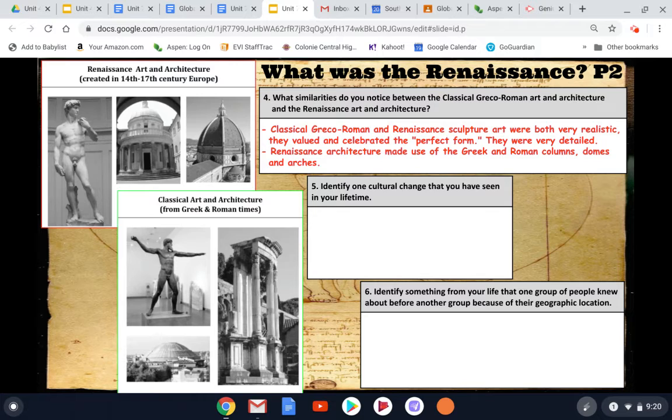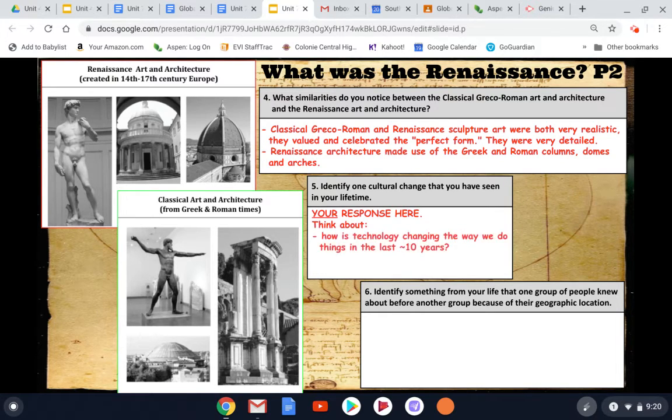All right, question 5. Identify one cultural change that you've seen in your lifetime. So the Renaissance is a rebirth. It's a cultural movement. So what I want you to think about here is what kinds of things have happened in the last 10 to 15 years, your lifetime, that you would consider a major cultural change. So consider this. Remember, this is for your response only. This is not something I want you to copy and paste into your packet, because it is not an answer. It's just guiding tips.